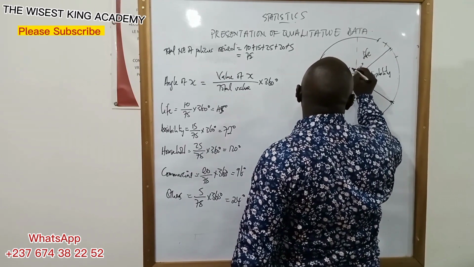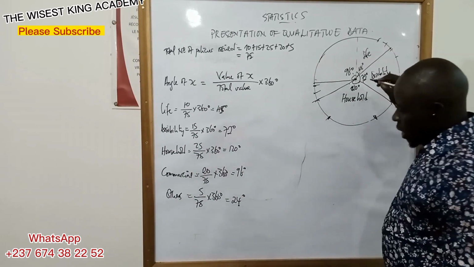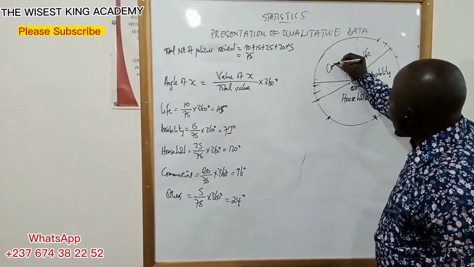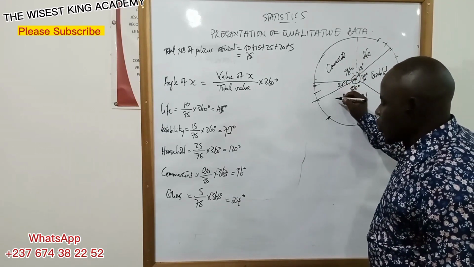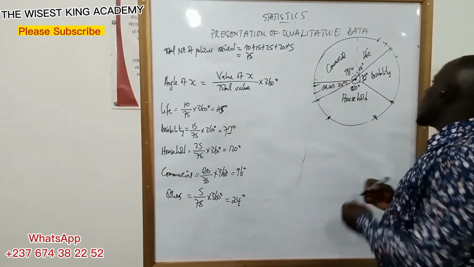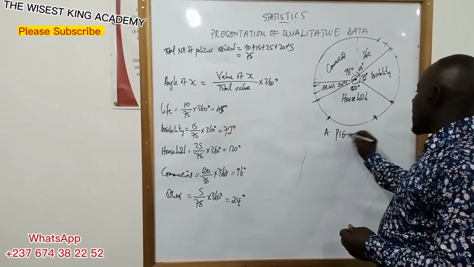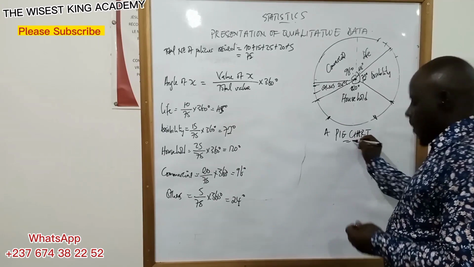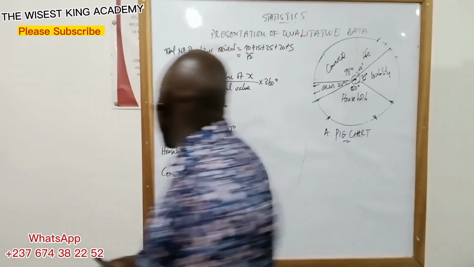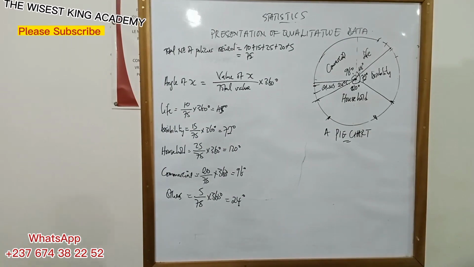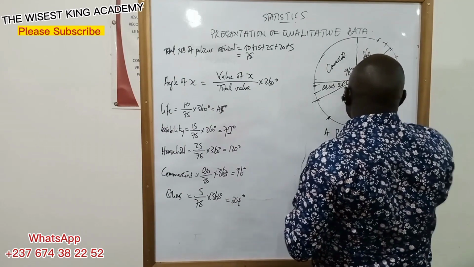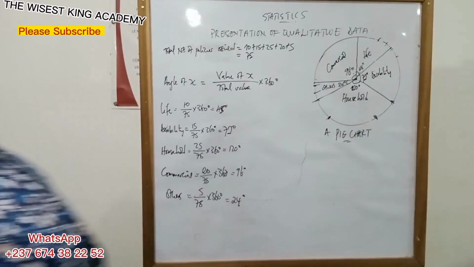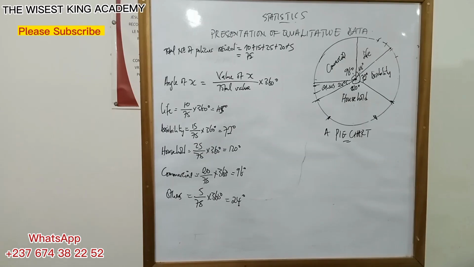So this is 96 degrees, which is commercial. And this one is 24 degrees, which is others. So this is a pie chart of the above diagram, of the above information. So that is the pie chart.